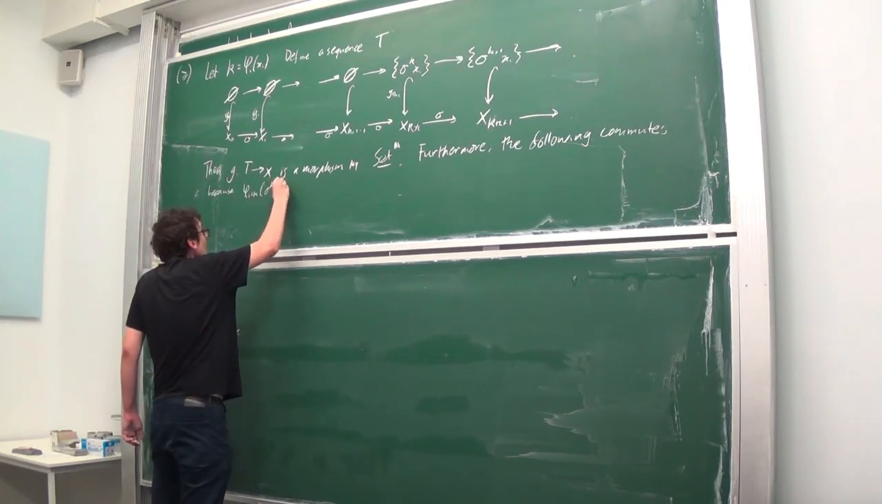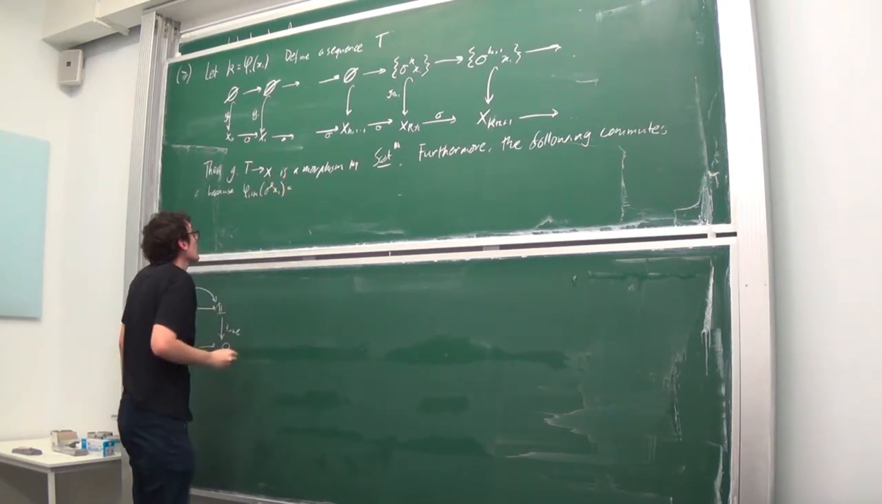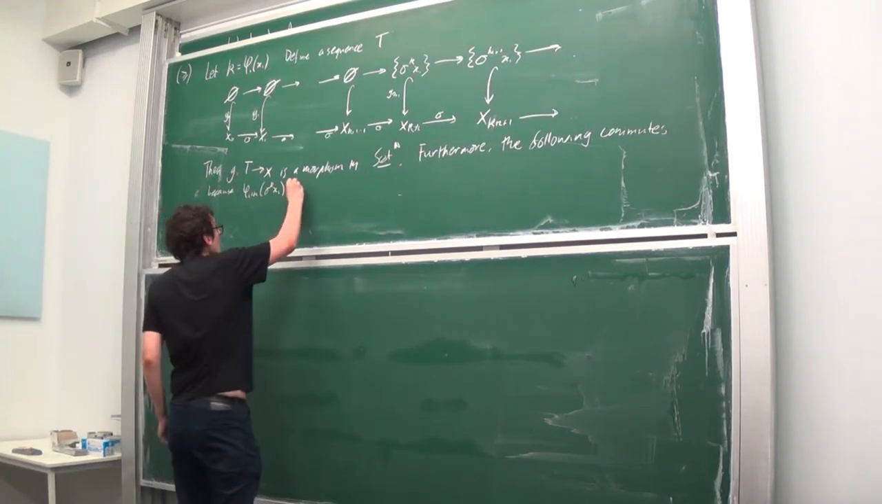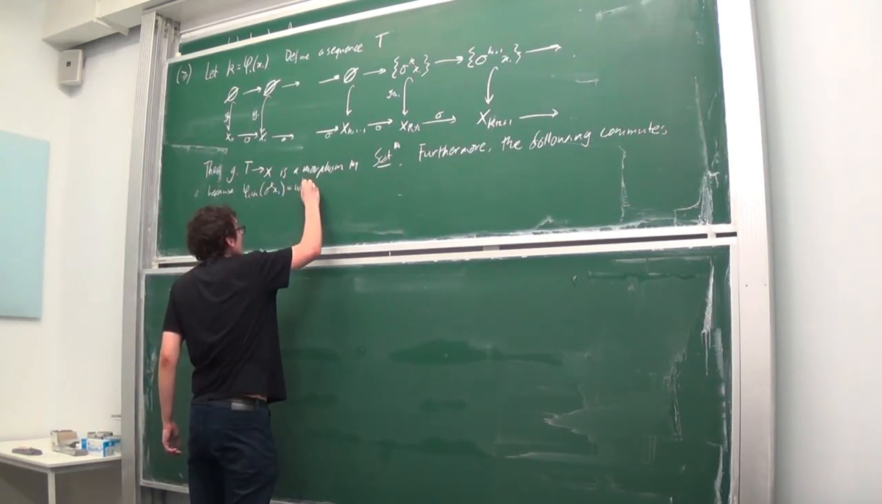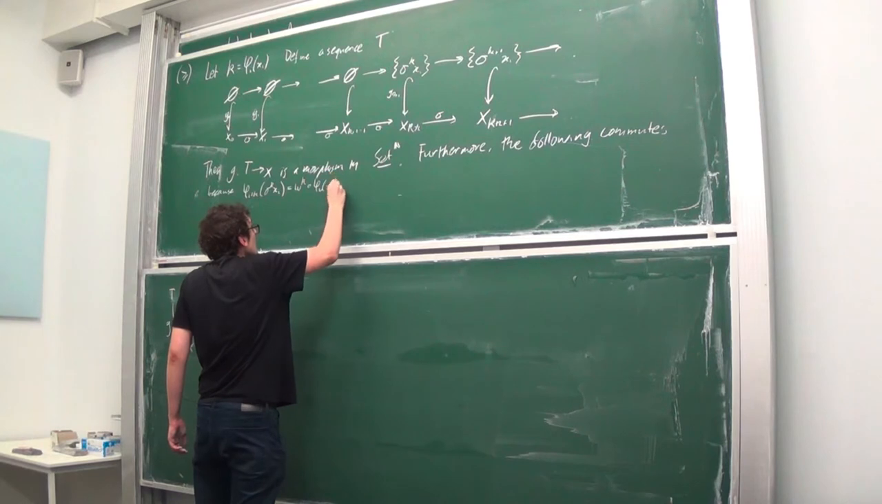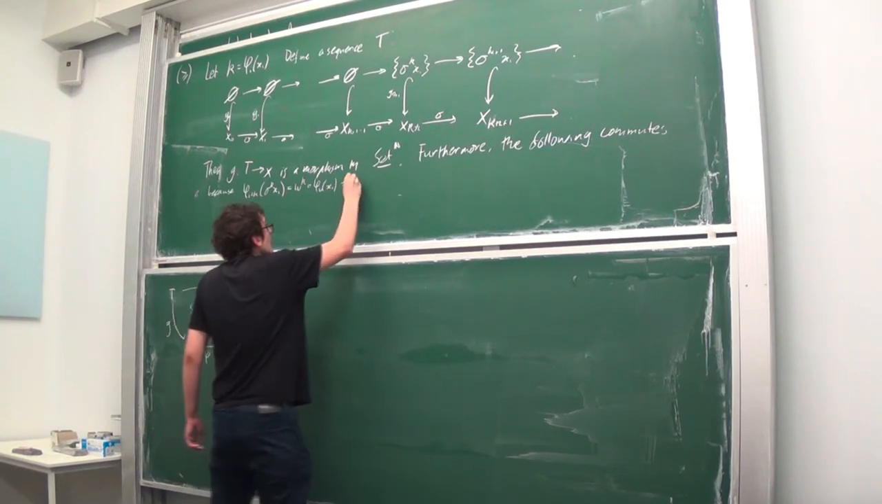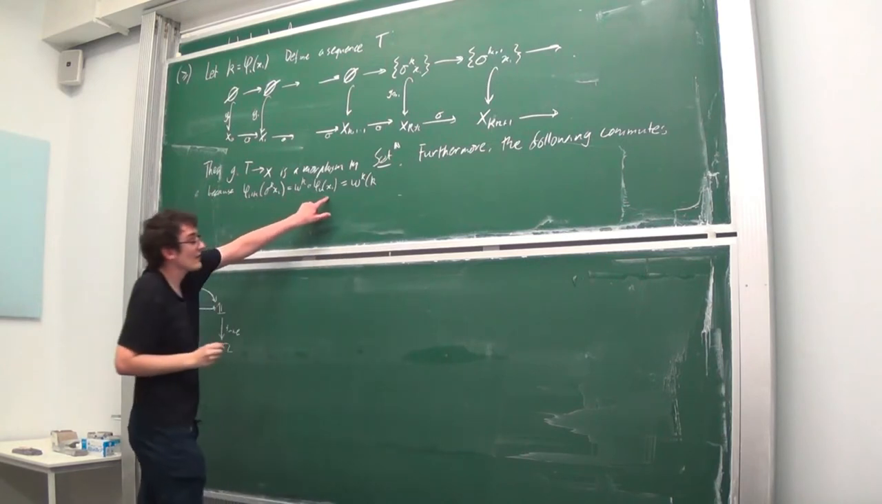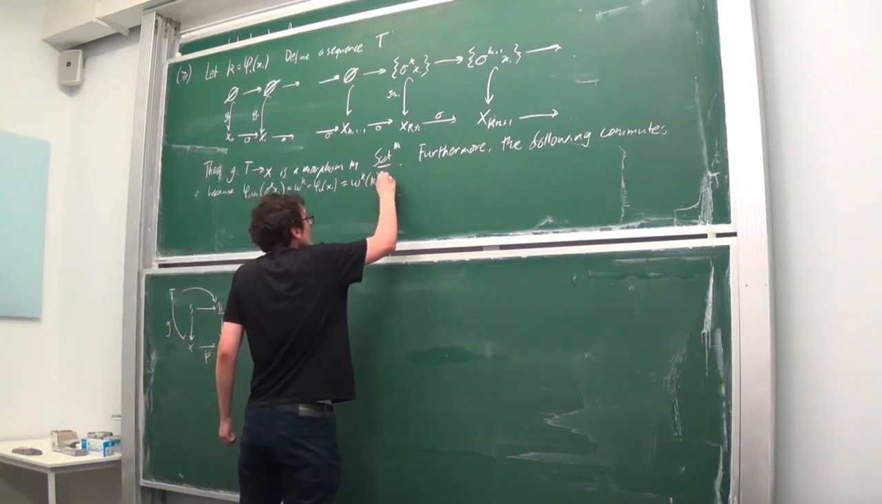Sigma of the k xi, well, that is equal to omega to the k phi I of xi, which is equal to omega to the k of k, because we define k to have that value, which is zero.